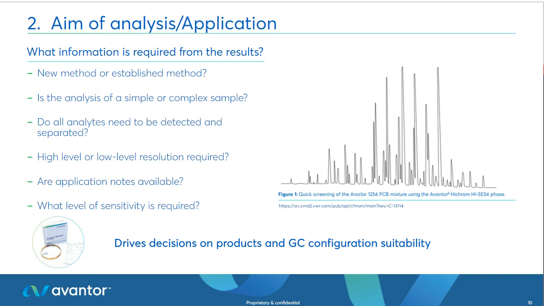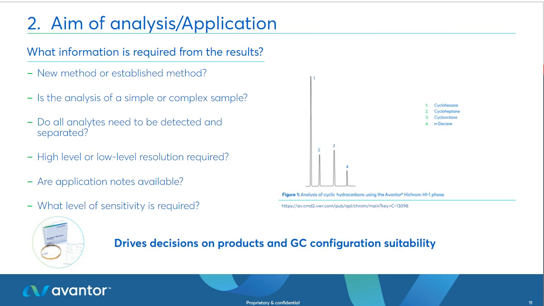We want to look at these questions because not every run or injection needs to have amazing resolution, and not every sample is the same. For example, this Aroclor 1254 PCB mixture has been analysed on a high 5-type phase, and there's not great resolution, but that's all we need. We want to see a few peaks, a few hits on those analytes, and that works for that application type.